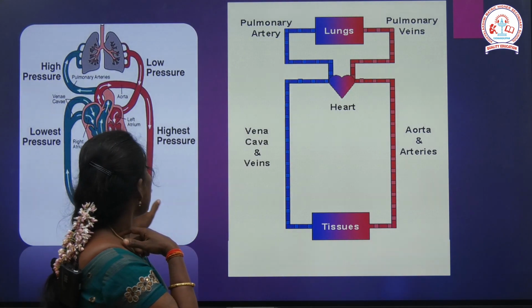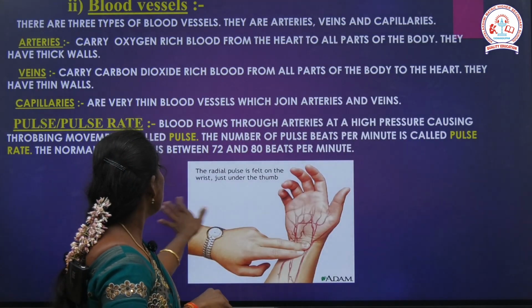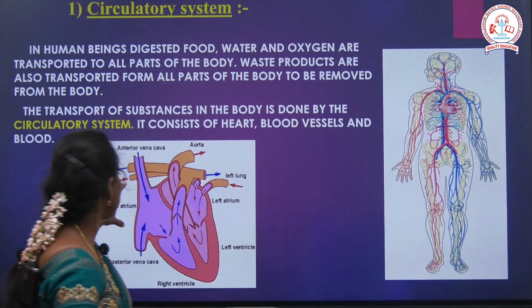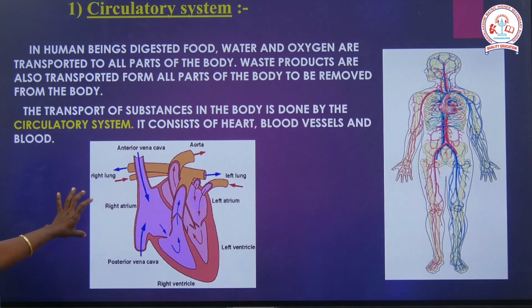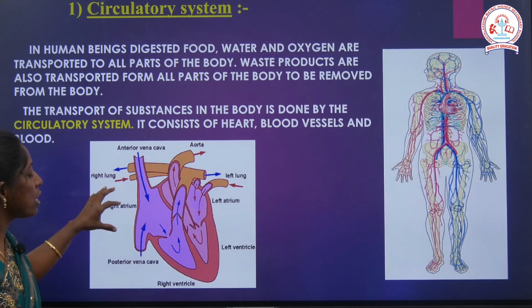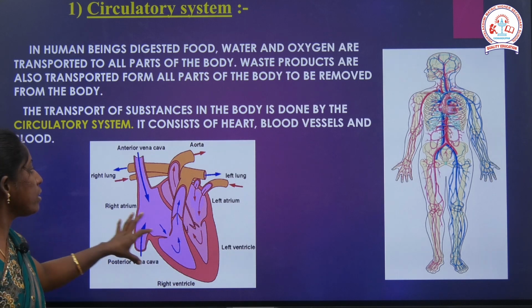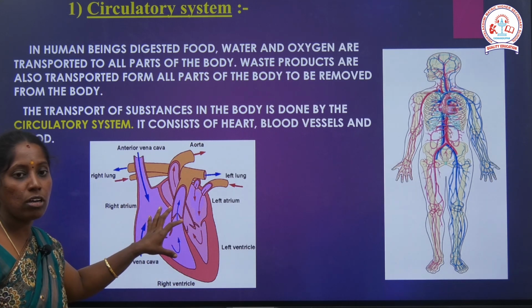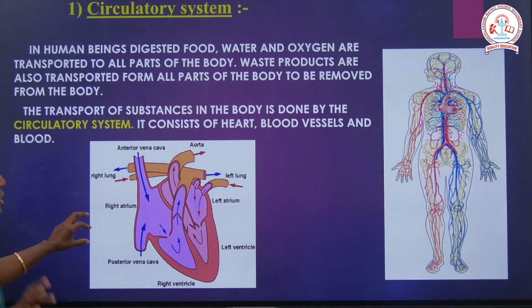The next important part is the heart. Before that I should explain. This is the structure of the heart. The heart has 4 chambers. How many chambers are present in the heart? 4 chambers.